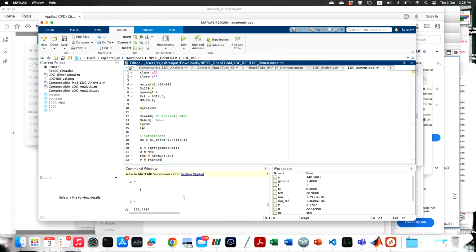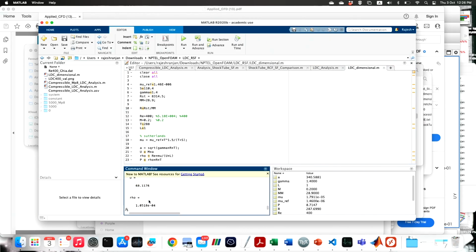this is at Mach number 0.8. You can do it for 0.2 also, if you just change the Mach number, and you will get the new values. For example, the velocity is 68, rho is 1.05, P is 8.7147. So, you do not have to specify all 3. You have to specify only pressure and temperature, and density will be calculated, or you can specify only pressure and density and temperature will be calculated using the ideal gas equation.